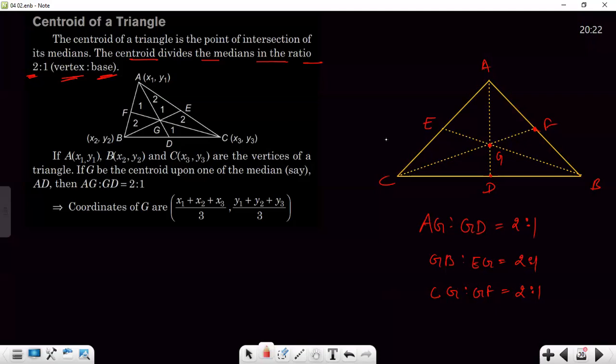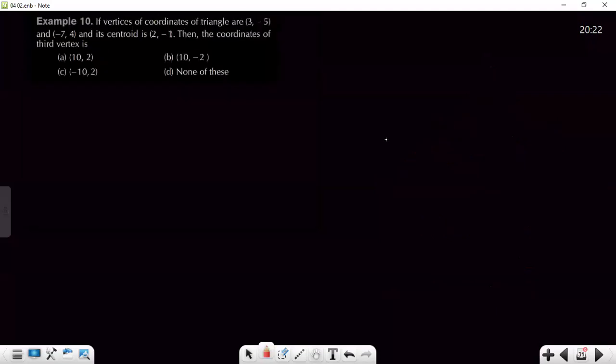Okay, let's solve a question. The coordinates of the vertices of a triangle. Actually, only two vertices are given. One vertex is not given, and the centroid is given. We have to find out the coordinates of the third vertex. Simple. So we know that 2 will be equal to x1 plus x2 plus x3 over 3. So x1 is 3 plus minus 7, divided by 3.